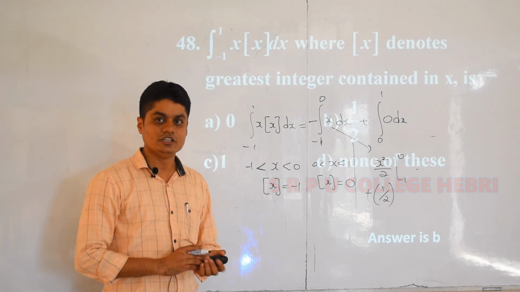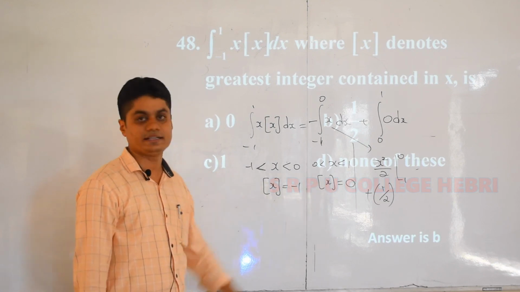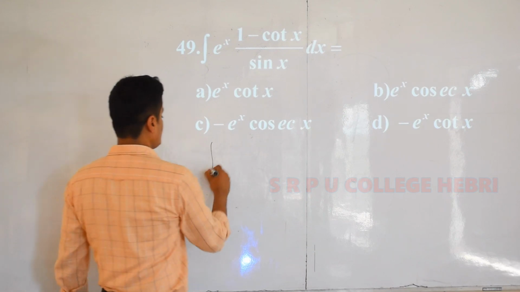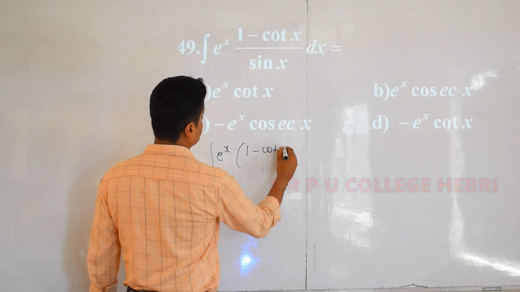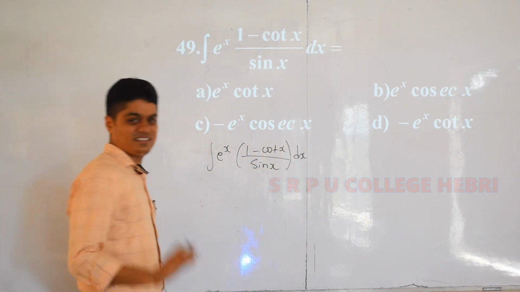Is it understood what I am saying? So the right answer is option B, which contains half as an answer, and half is the right answer. Understood? Very good. Next question. Integration of e power x into 1 minus cot x divided by sin x dx. Okay, this is a simple question.